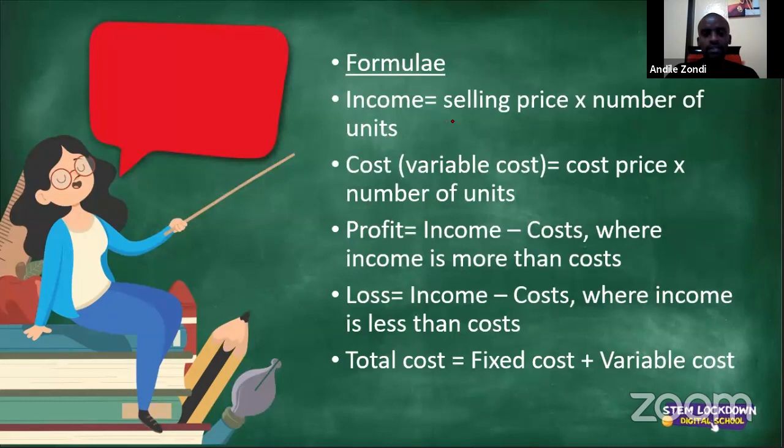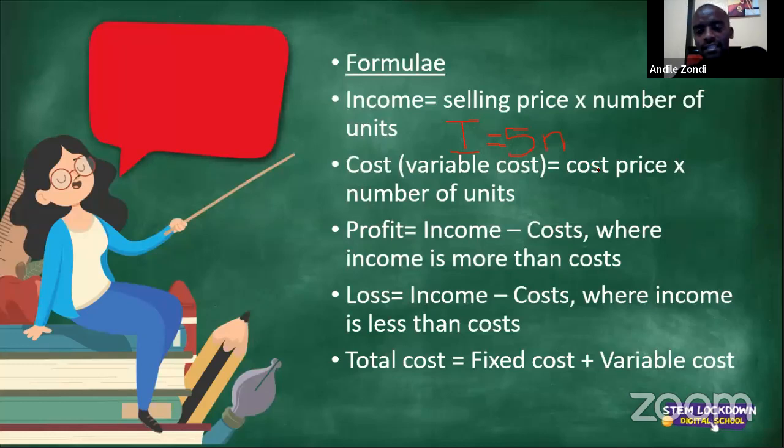Usually we abbreviate income as I, and it is equal to selling price times n, the number of items. Let's say you're selling scones for 5 rand each: I = 5 rand times n. That's how you abbreviate it. Cost, here I'm talking about the variable cost.